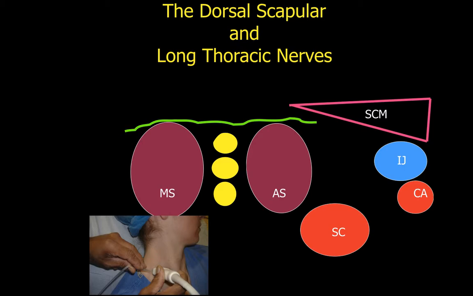This is a graphic representation of the appearance of the dorsal scapular and long thoracic nerves in relation to other structures in the interscalene region. The dorsal scapular and long thoracic nerves are almost always visible when performing ultrasound-guided interscalene block using an approach through the middle scalene muscle.